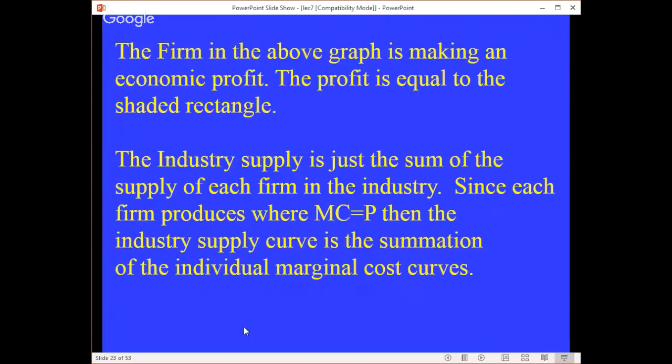So in that last graph, that firm's making an economic profit, and profit was equal to that yellow triangle. The industry supply is just the sum of each firm in the industry. Since each firm produces where marginal cost equals price, then the industry supply curve is simply the summation of all the individual marginal cost curves. What that means is that each individual firm's supply curve is the upward sloping portion of their marginal cost curve.